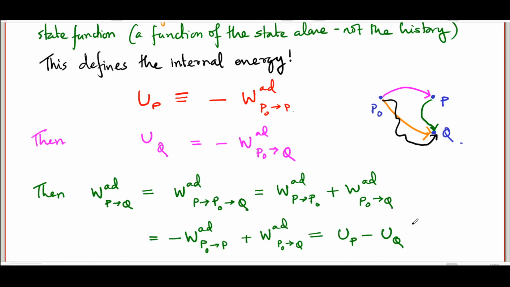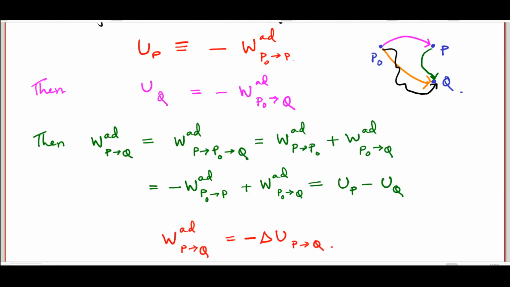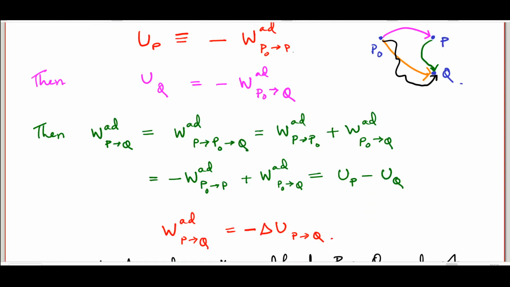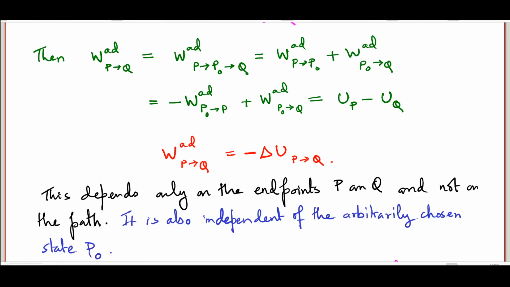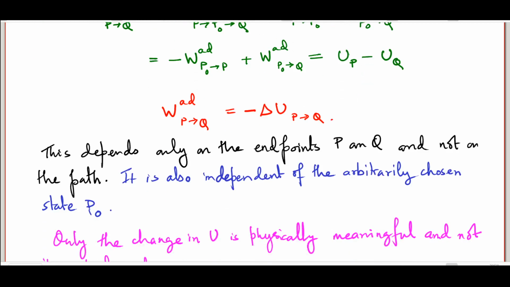So the work done under adiabatic conditions to go from P to Q is UP minus UQ. That is the negative of the increase in the potential energy, the decrease in the internal energy. So under adiabatic conditions, the work done to go from P to Q is simply the decrease in the potential energy between P and Q, that is minus delta U from P to Q. Now this of course depends only on the endpoints P and Q and not on the path. It is also independent of the arbitrarily chosen state P0.